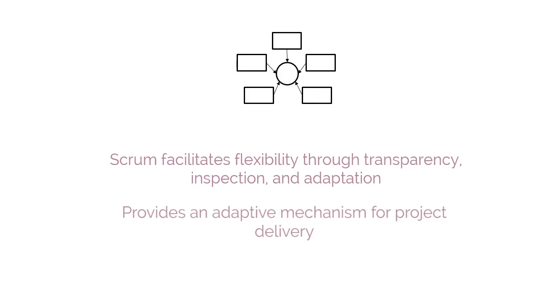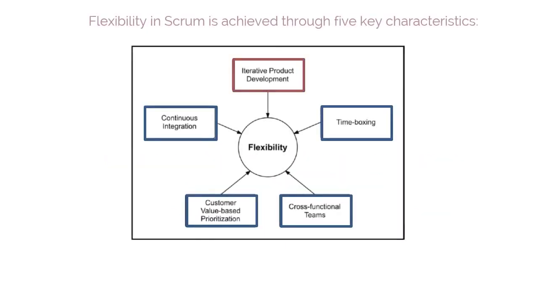Achieving flexibility in change. Scrum facilitates flexibility through transparency, inspection, and adaptation to ultimately achieve the most valuable business outcomes. Scrum provides an adaptive mechanism for project delivery in which a change in requirements can be accommodated without significantly impacting overall project progress. As shown in the figure, flexibility in Scrum is achieved through 5 key characteristics: iterative product development, time boxing, cross-functional teams, customer value-based prioritization, and continuous integration.